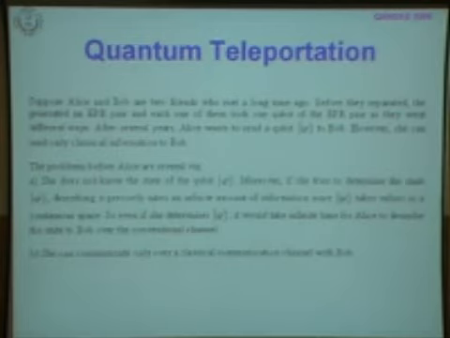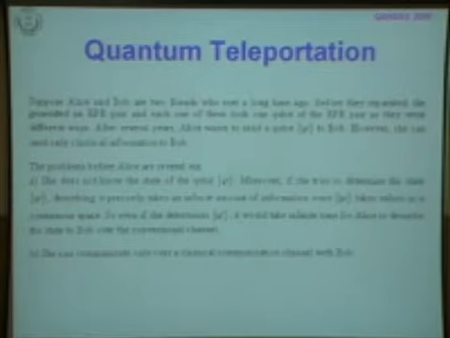Then of course, Dr. Bennett is here. He discovered quantum teleportation with his colleagues. Suppose Alice and Bob are 2 friends. We have seen human teleportation in science fiction movies. You get into a machine, press a button, you come out somewhere. In quantum teleportation, you are transferring quantum information. Suppose Alice and Bob are 2 friends who met a long time ago. Before they separated, they generated a Bell state, and each one of them took 1 qubit.